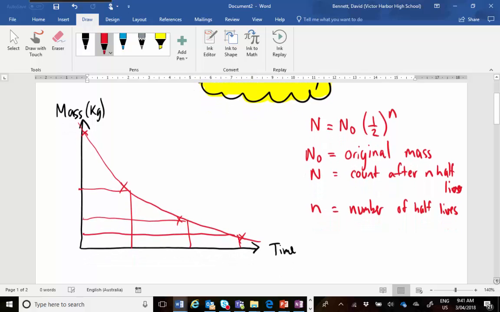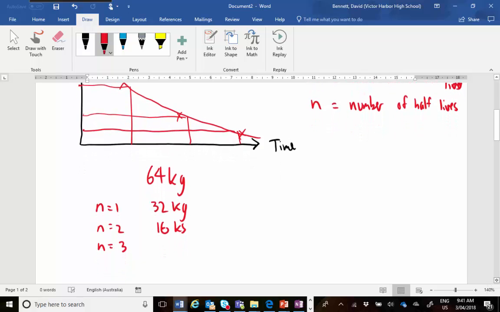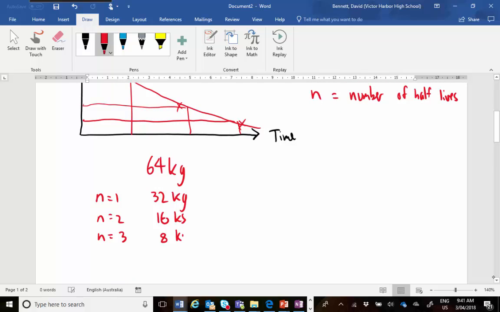Right, so just use an example with that. So let's say we had a mass of 64 kilograms. So basically after one half-life that will be 32 kilograms. And n equals 2, that's going to be 16 kilograms. n equals 3 half-lives, that will go down to 8 kilograms. n equals 4, that will be down to 4 kilograms. And n equals 5, that will be 2 kilograms.